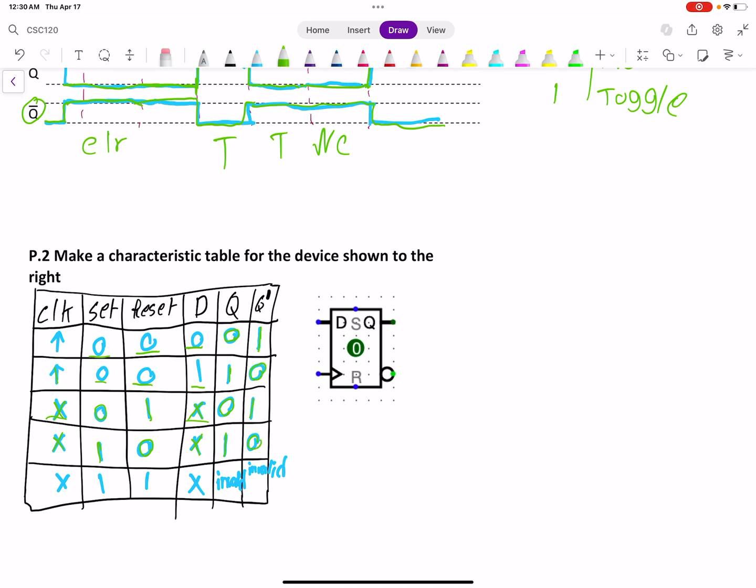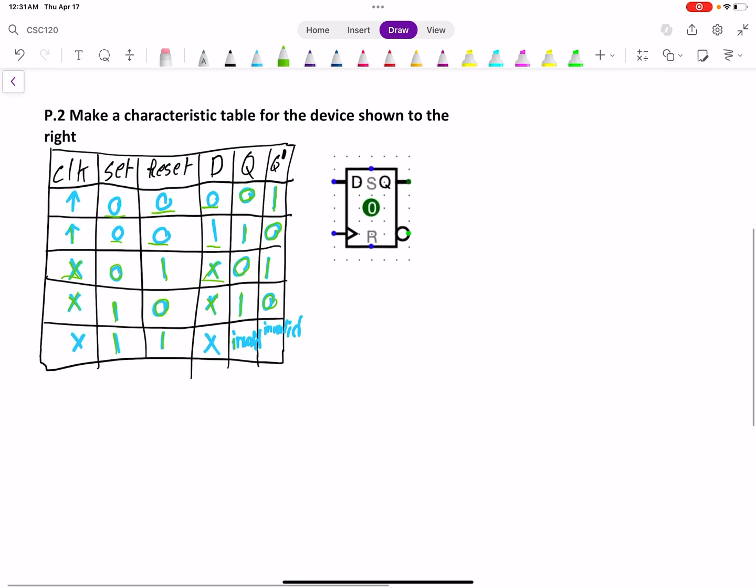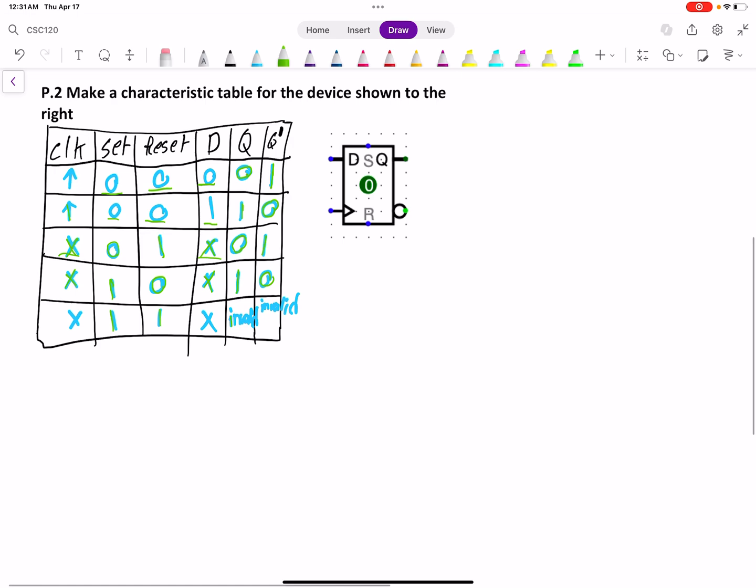Now for a positive edge D flip-flop, if we have set and reset active or high or at 1, then our output is actually going to be invalid. So what's the opposite of invalid? It's also invalid. So both Q and Q prime are going to be invalid.